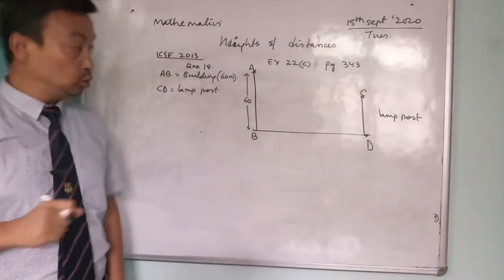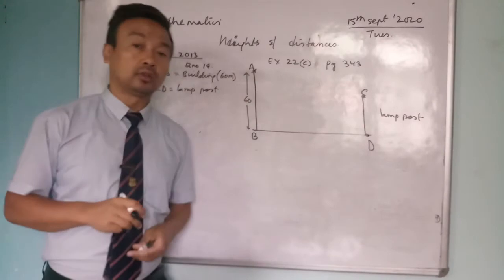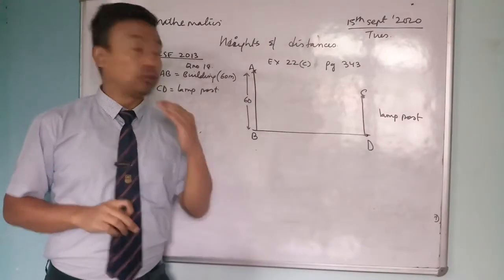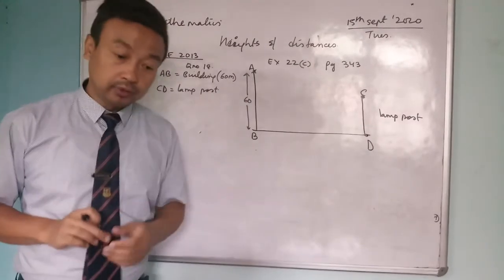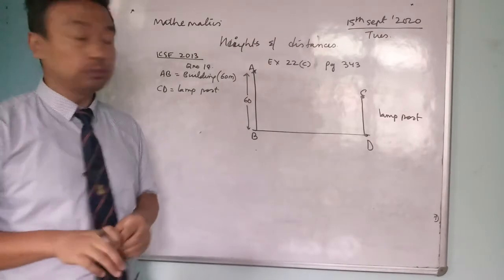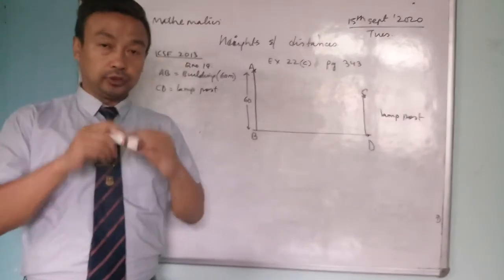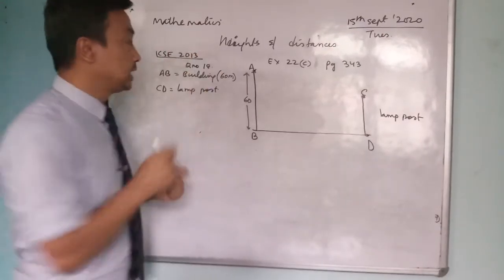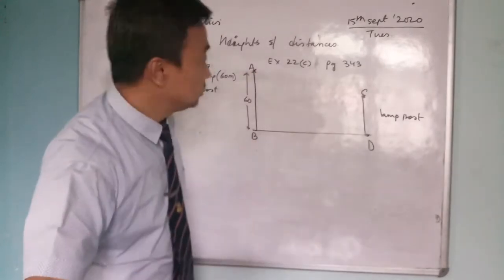So at these two points you are observing from the top of the building. So what is the first thing you have to do? From the point of observation, what you have to make? The horizontal line. So all of you draw this horizontal line.